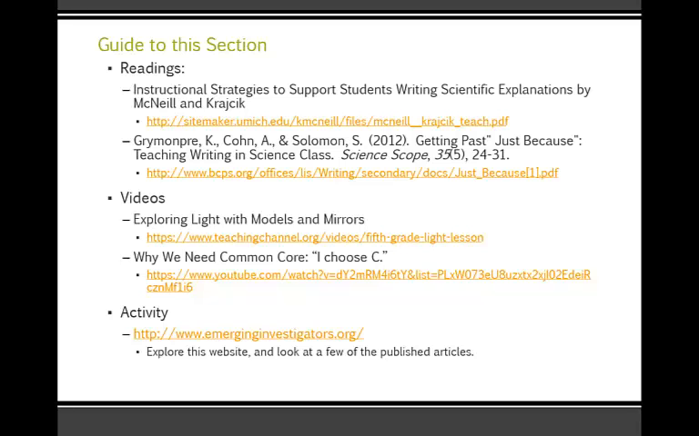And the first one, Instructional Strategies to Support Students Writing Scientific Explanations, gives some really practical suggestions for science class, and a more simplified rubric that just looks at the scientific argument and the pieces of that.